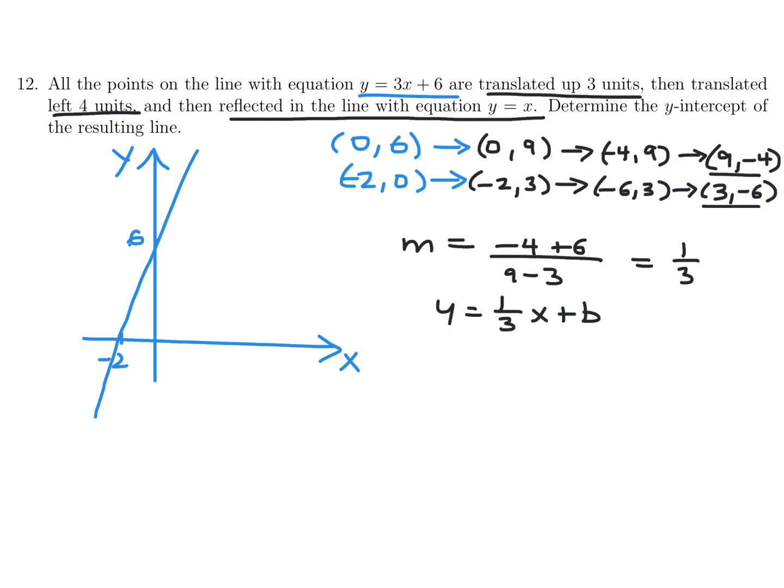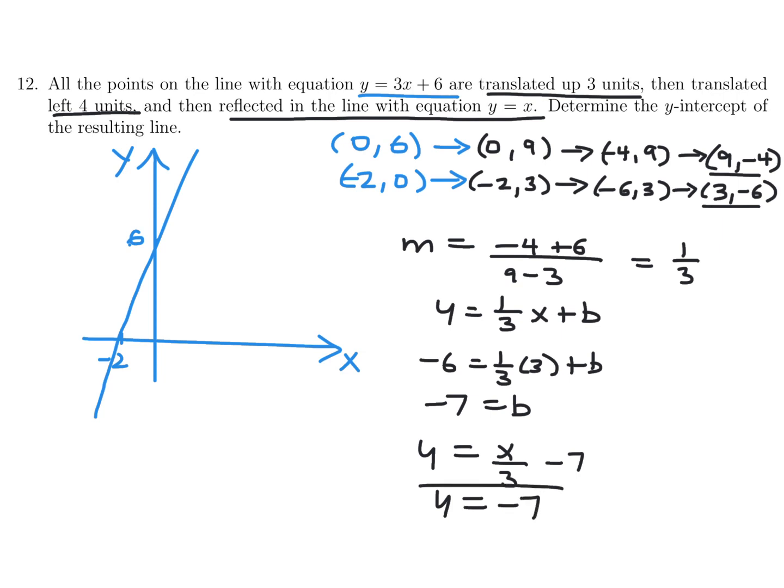To figure out b, let's substitute one of those points. -6 is equal to 1/3 times 3 plus b. So b is -7. Therefore, that equation is y is equal to x over 3 minus 7. The y-intercept would be when x is 0. When x is 0, y would be -7.